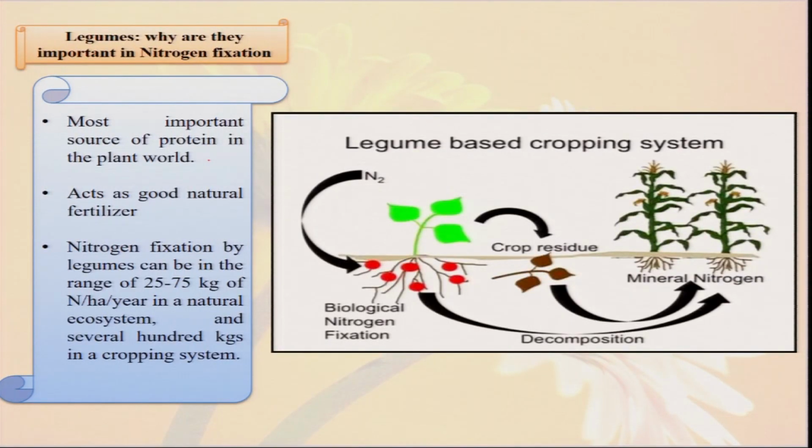They are the most important source of protein in the world. They also act as a good natural fertilizer, fixing around 25 to 70 kilos, or in a smaller amount. We can tell this much nitrogen is definitely being fixed in the system, which contributes to soil health and also supplies very good quality crop and very high yielding potential.